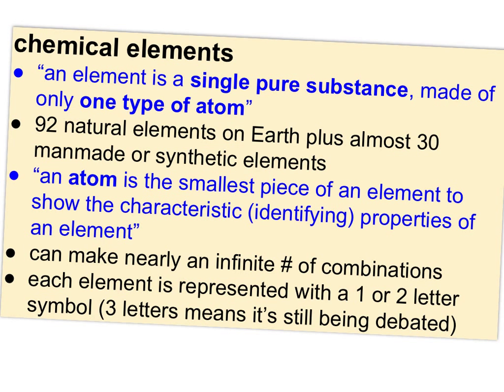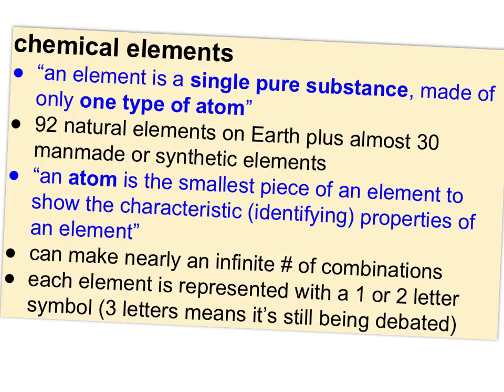So chemical elements are now defined as being a single pure substance made of only one type of atom. And there's 92 natural elements on planet Earth, plus there's about 30 man-made or synthetic, sometimes called transuranic, beyond uranium, elements. And those elements are made up of atoms, which are defined as the smallest piece of an element to show the characteristic or identifying properties of that element.